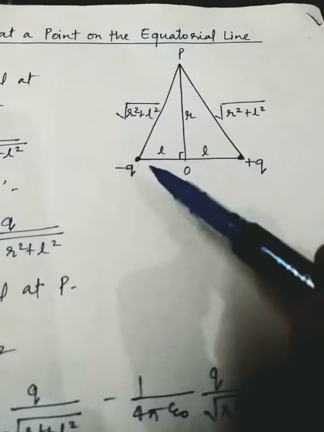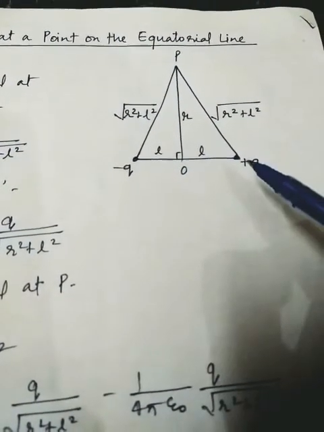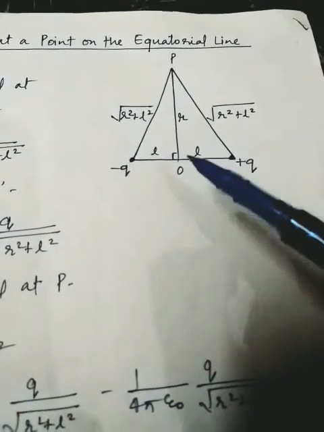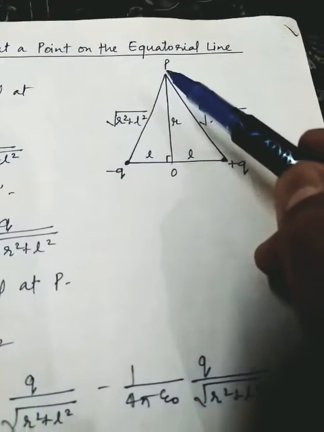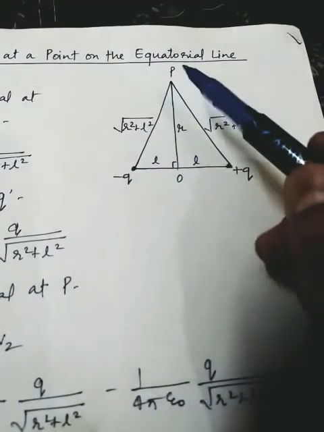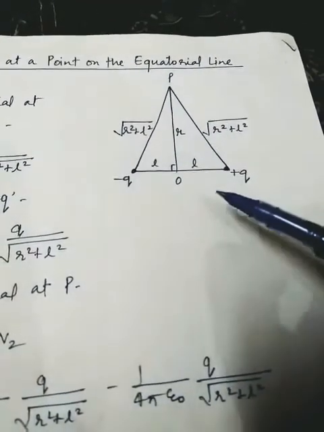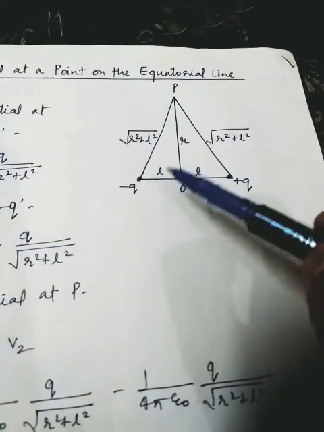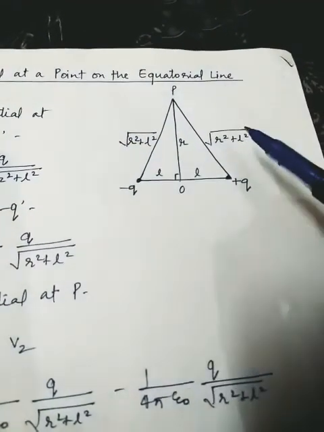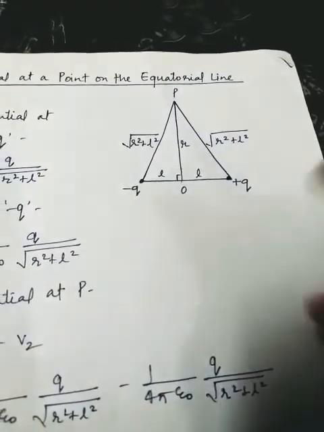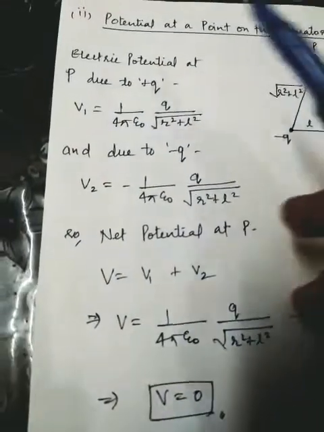This is the electric dipole, minus q plus q, these two charges. This is the center. From the center of dipole at distance small r, we have a point P, and at this point P we have to determine the net potential due to this electric dipole. As this distance is L, this is R, so definitely this will be under root R square plus L square. Similarly, this will also be under root R square plus L square. So let's move towards the derivation.